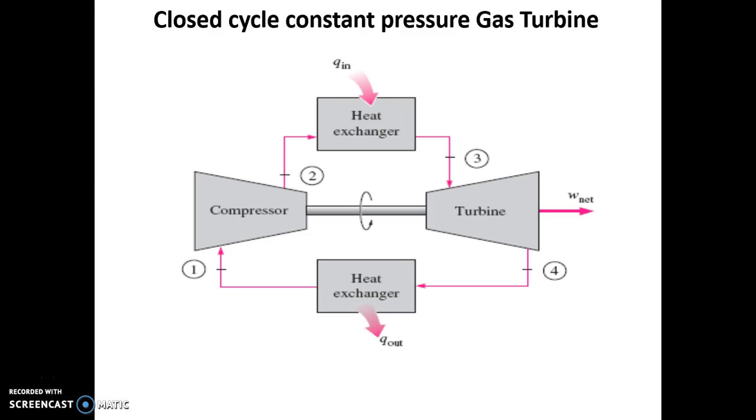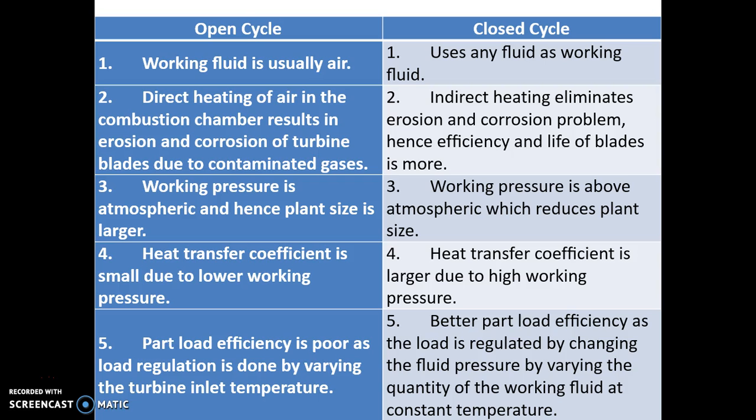The difference between the two is that in the open cycle we are giving out the exhaust gases to the atmosphere, but here in the closed cycle the exhaust gases will be recycled to the compressor by passing them through the heat exchanger. The heat exchanger will remove the extra heat from the working fluid. The open cycle uses air as the working fluid, but in the closed cycle we can use any fluid as the working fluid.